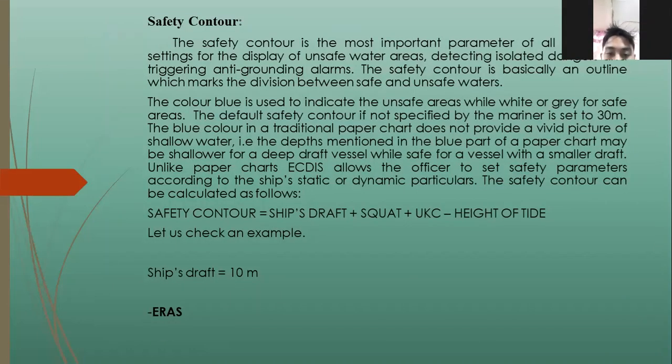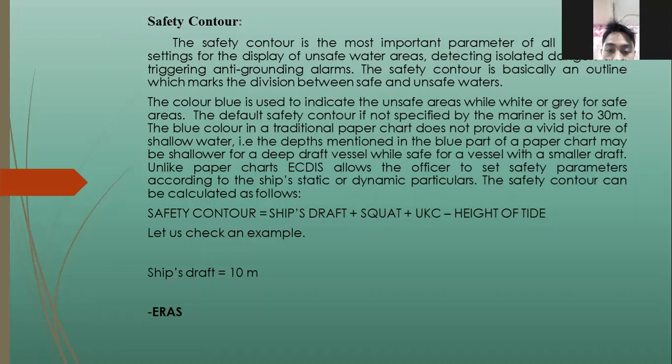Safety contour. The safety contour is the most important parameter of all the safety settings for the display of unsafe water areas, detecting isolated dangers, and triggering anti-grounding alarms. The safety contour is basically an outline which marks the division between safe and unsafe water. The color blue is used to indicate the unsafe area, while white or gray is used for the safe area. If the safety contour is not specified by the mariner, the default is set to 30 meters.